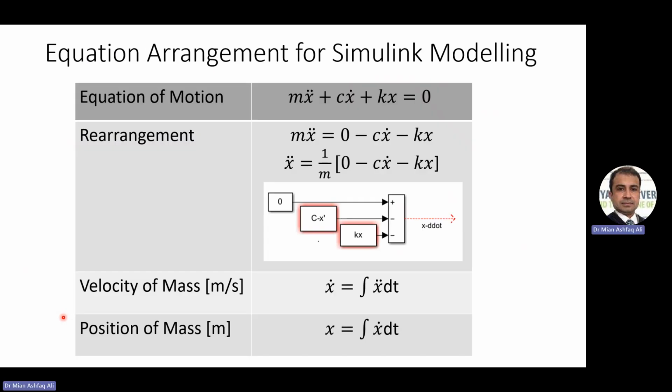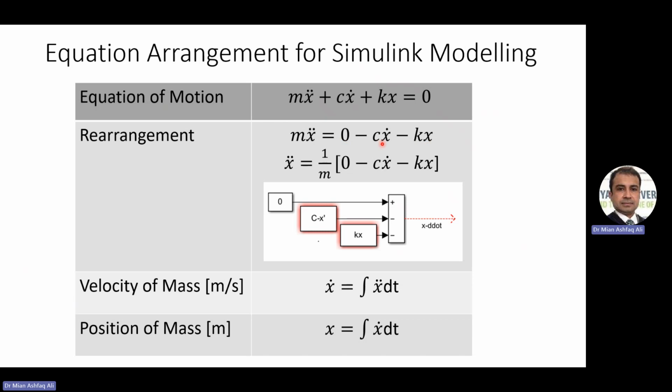So before we go to Simulink, I will cover this free vibration part. We need to rearrange this equation of motion. We keep the highest derivative term on the left side and we take all other forces to the right side. So this is the zero applied force, it's free vibration.